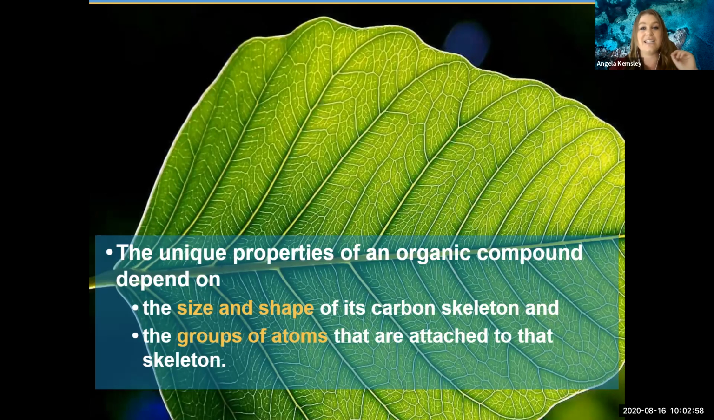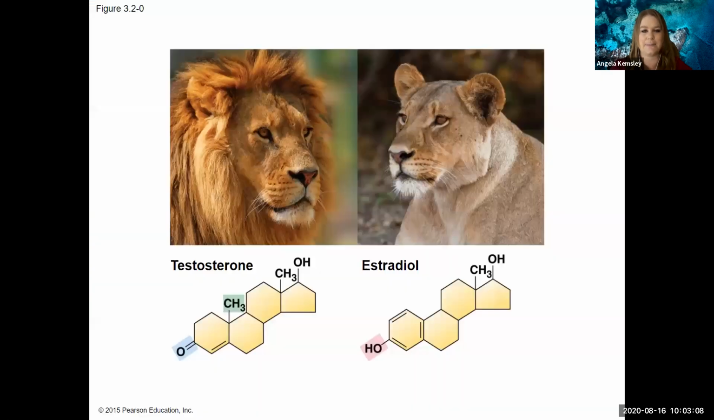And there are 6 chemical groups that are going to play a very important role in determining the properties of organic compounds. So we're going to take a look at these 6. But take a look first at an example here. So the difference between testosterone and estradiol.